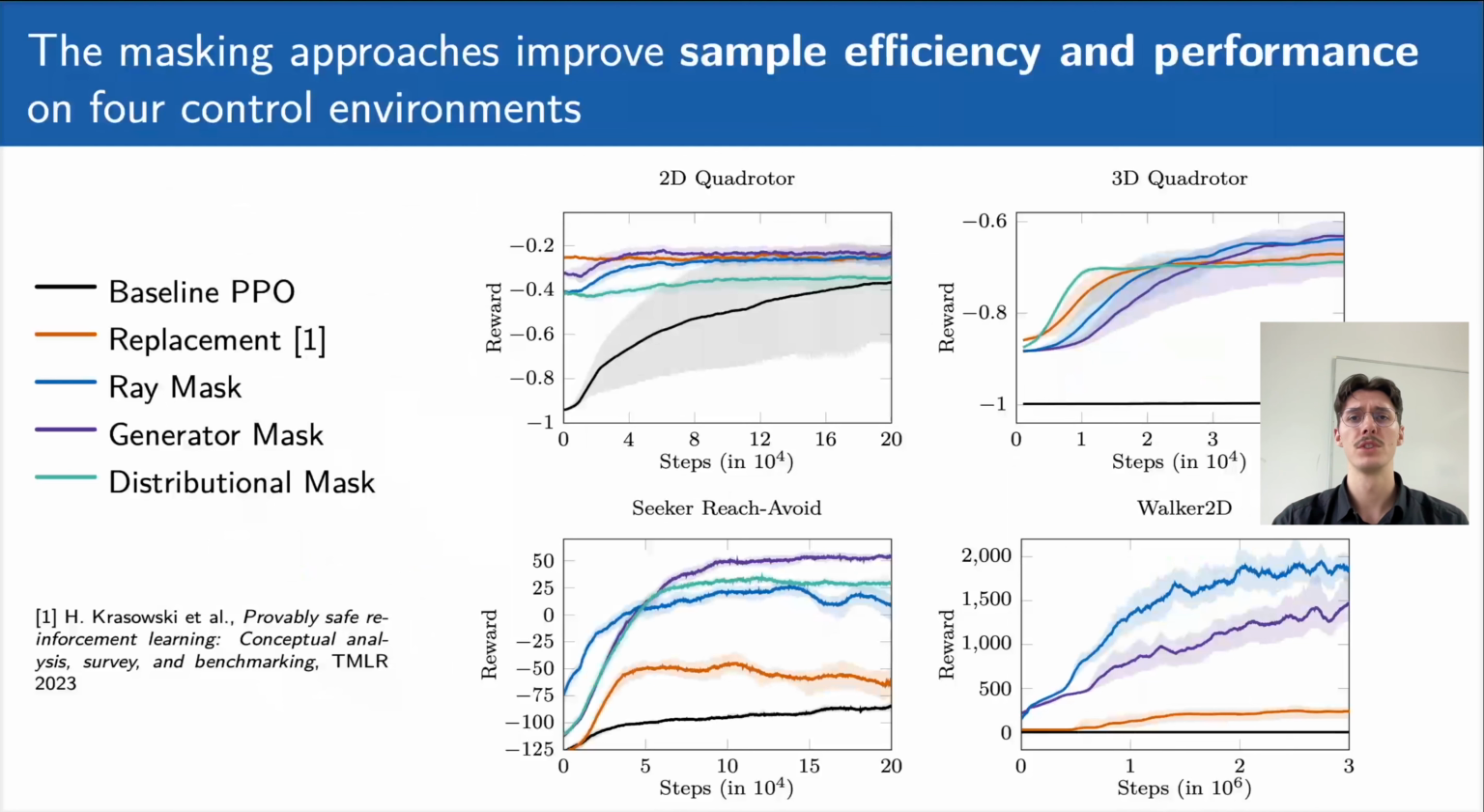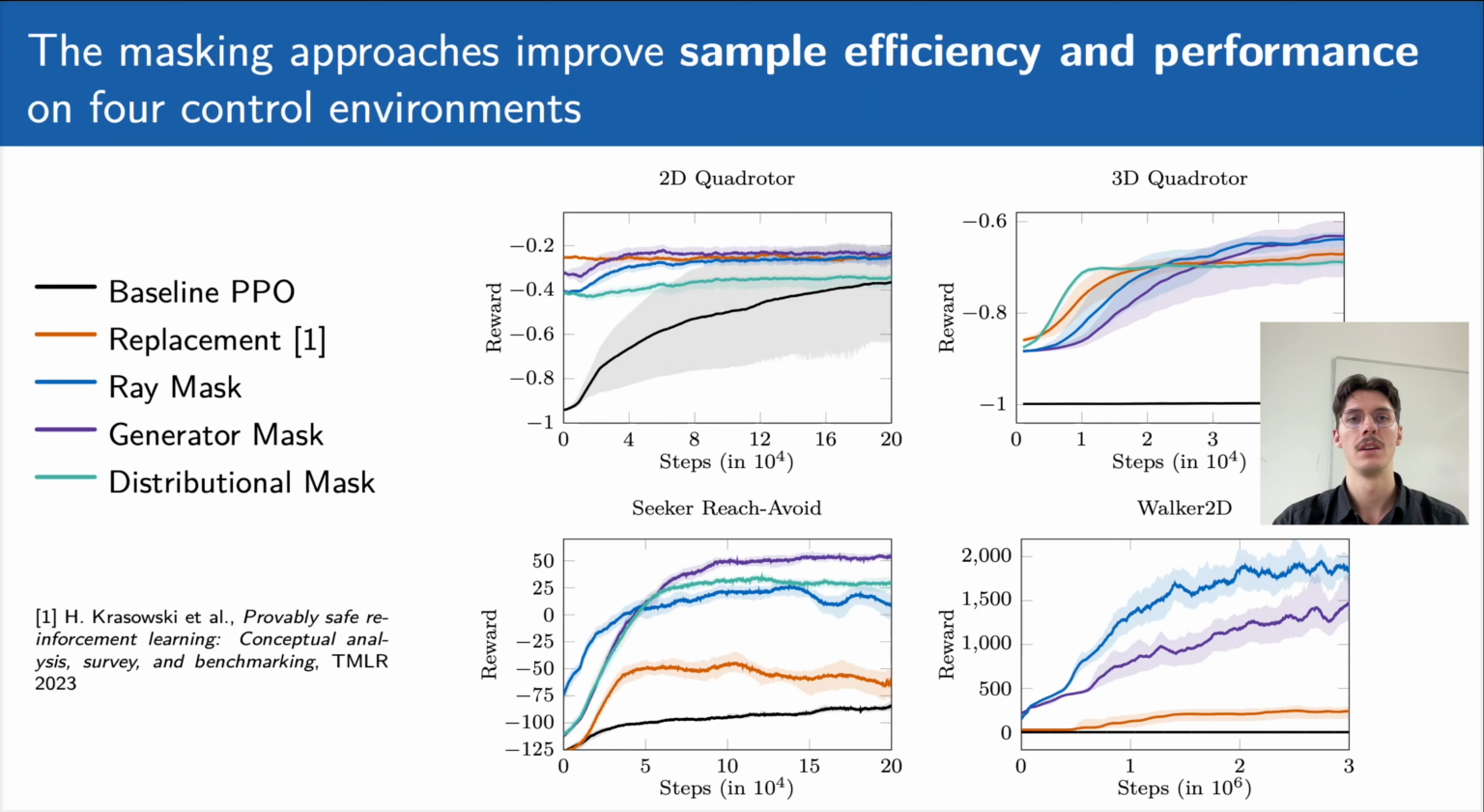We integrated our approaches into PPO and tested their effectiveness across 4 control tasks. We compared our methods to standard PPO and to an alternative approach called action replacement, which substitutes actions outside the relevant action set with ones sampled from inside. We look at 2 quadrotor stabilization tasks in both 2D and 3D environments. The seeker environment is a simple reach-avoid task where the agent tries to reach a goal while avoiding an obstacle in a 2D plane. The Walker 2D experiment uses the MuJoCo Walker 2D environment with a cumulative power limitation on the actions.